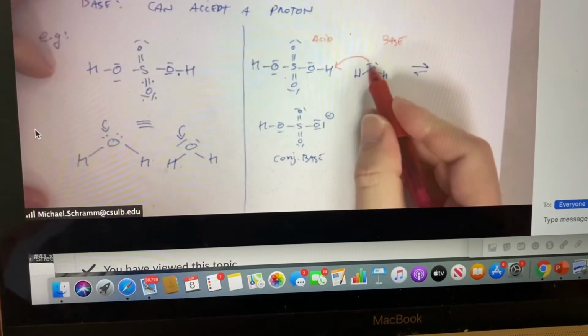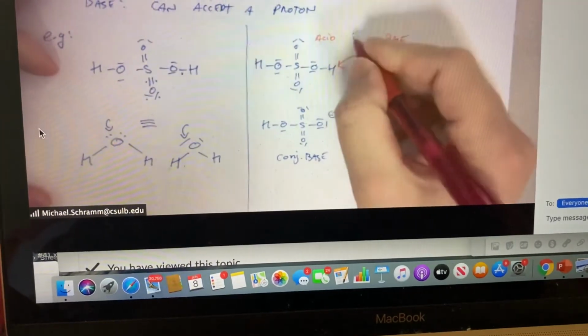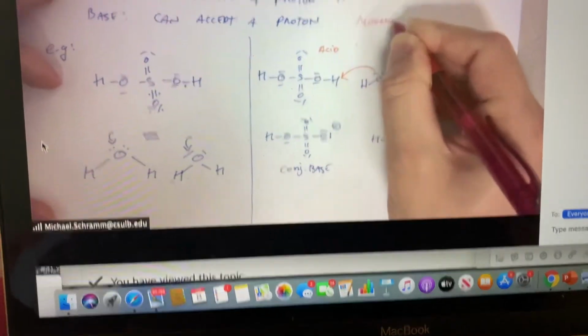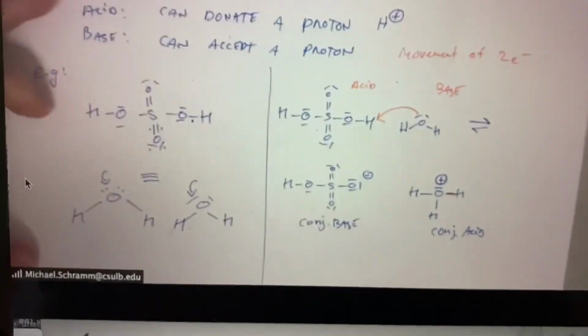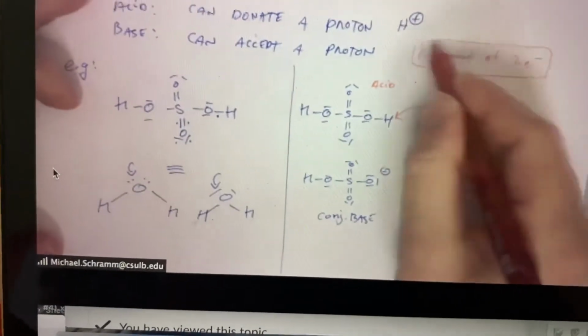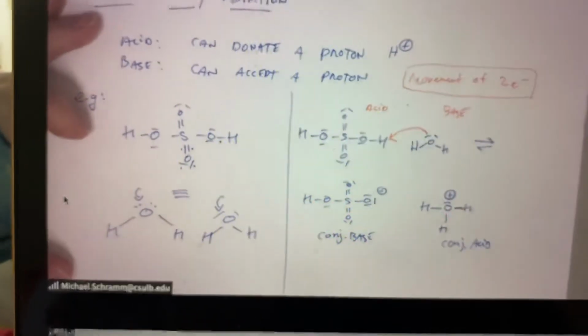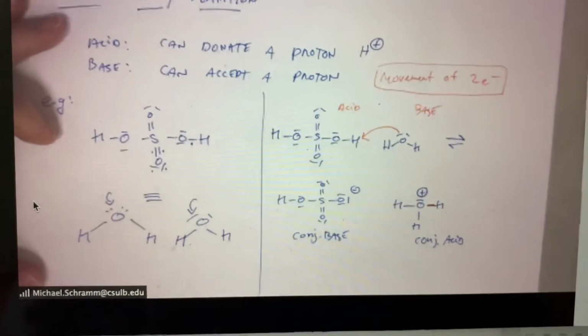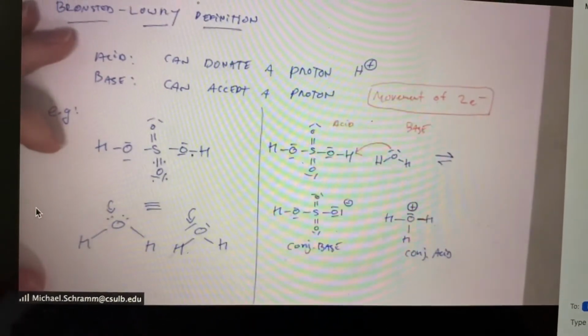The base's electrons react with this proton, and this arrow means movement of two electrons. It's very, very important. So we start from electrons. We don't start from atoms ever with these arrows. We always start from electrons. Usually it's going to be lone pairs, but sometimes it's going to be from a bond.